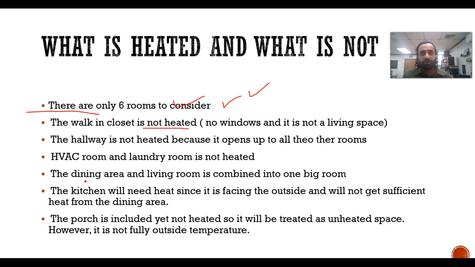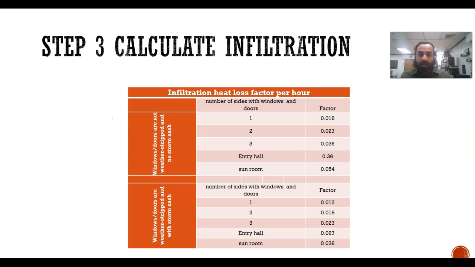For the kitchen, sometimes you use a kickboard. It's actually a baseboard radiator that's installed underneath the cabinet, and it has a power fan connected to it. Again, it's a little bit too involved, but sometimes it is necessary if you have very small space. So we talked about the kitchen. The porch is included, yet it's not heated because it's treated as an unheated space. So you have a different factor for that.